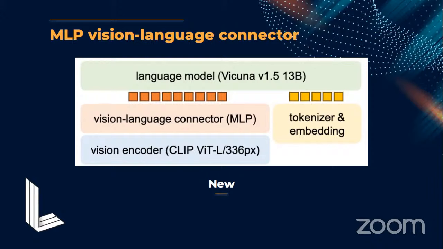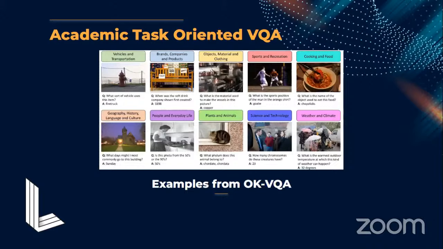to better connect the vision encoder's output, in this case CLIP with 336 pixels, with the embedding space of the language model, in this case Vicuna. Another thing they used to enhance the performance is the addition of academic task-oriented visual question answering datasets. They were inspired by the work done on this by the BLIP paper.